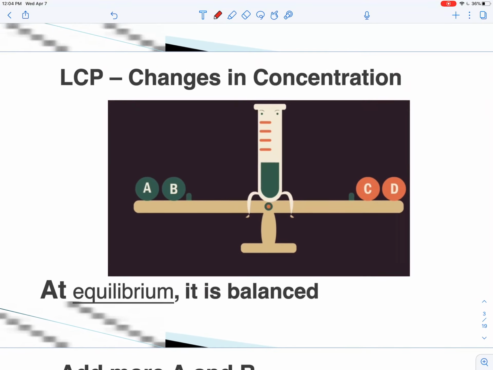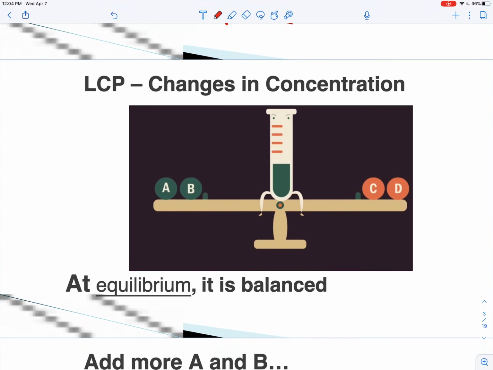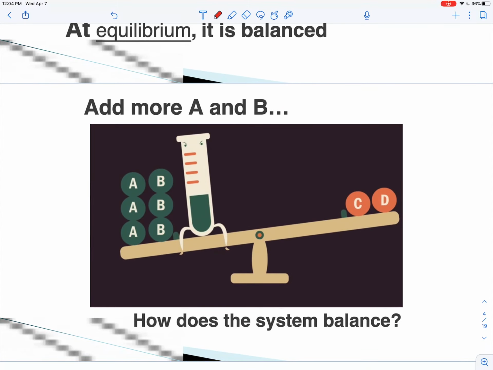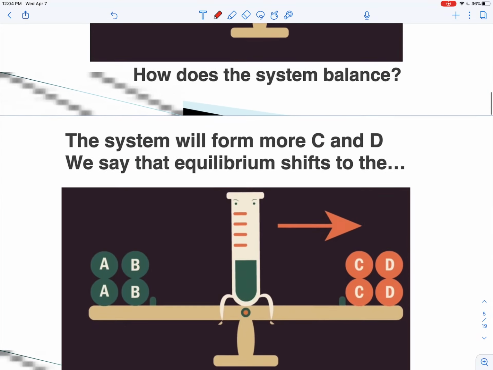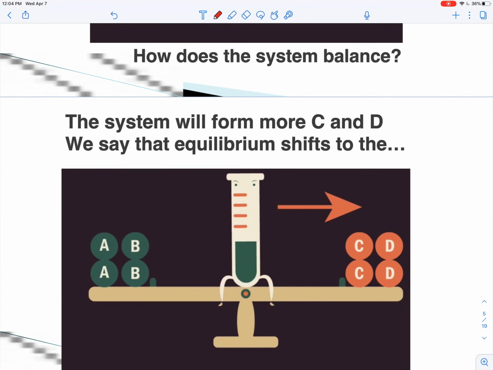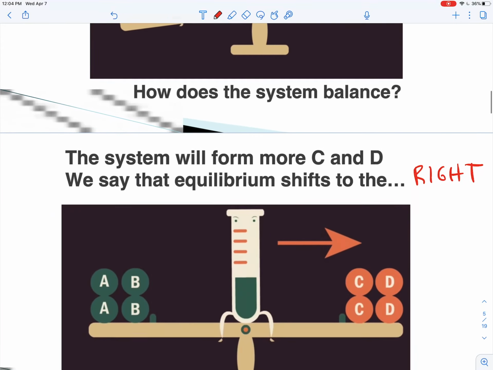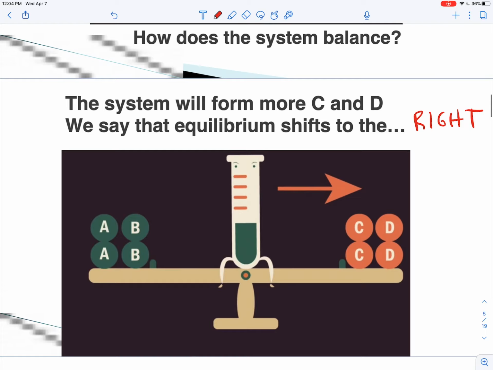All right, so at equilibrium, things are balanced. We're going to use these pictures to help us illustrate Le Chatelier's principle. And so if we add more concentration of A and B, how does the system balance? What do we need more of to balance this? Well, we're going to need more C and D. So the system will naturally form more products, and we say equilibrium shifts to the right, as you can see here. Okay, so again, when we added more reactants, equilibrium shifted to the right, made more products to balance that out.